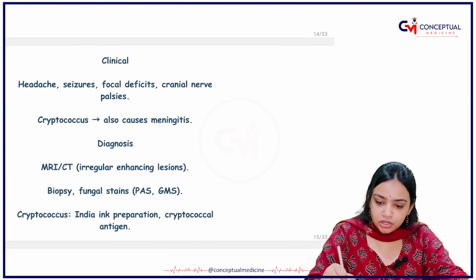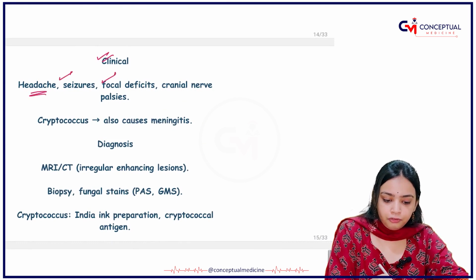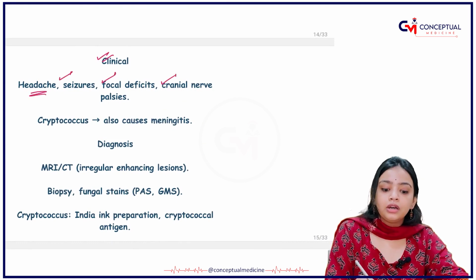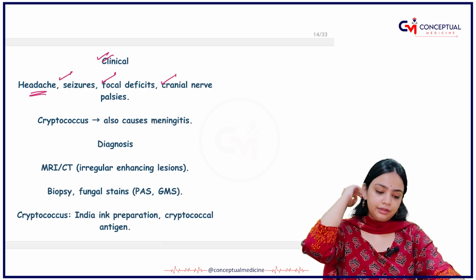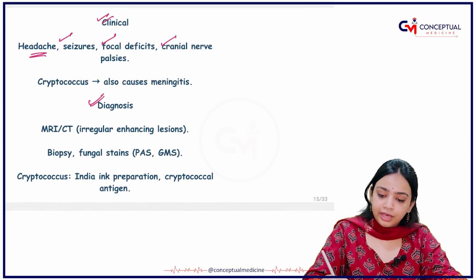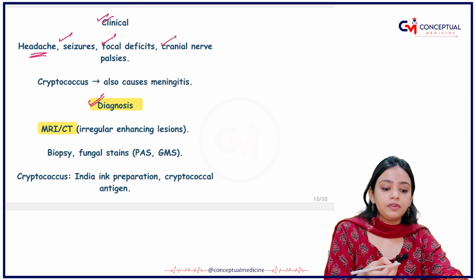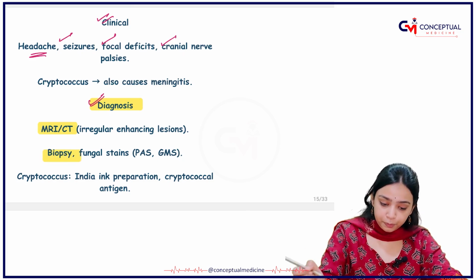What are the clinical features that you can see? The clinical features that we can see: headache, seizures, focal deficit, and cranial nerve palsies will be there. How will you make a diagnosis? The diagnosis will be made on the basis of MRI, CT, and biopsy.